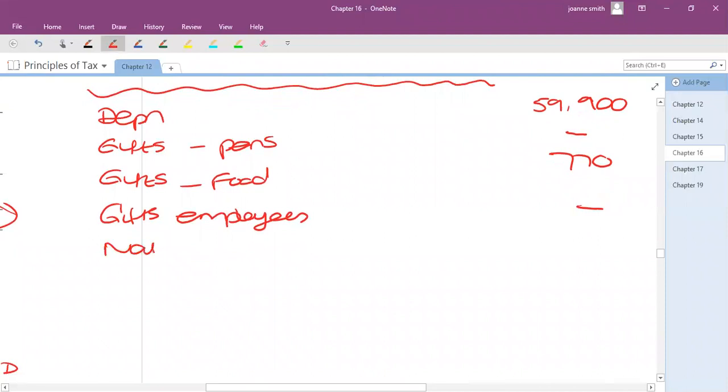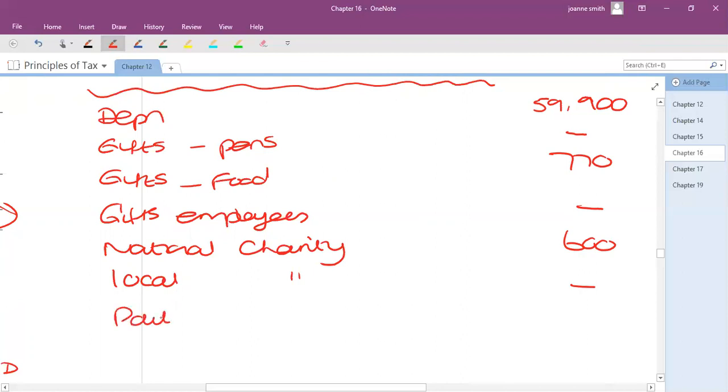We've got a national charity, which we're going to disallow, but we're going to allow the local charity. So you have to list everything that's in the notes, and if it's allowed, you're not going to adjust for it. If you're going to disallow it, you're going to add it back. And then the last one, we've got the political party.